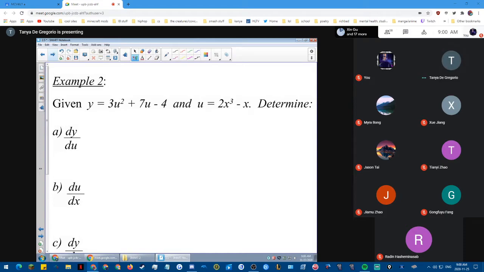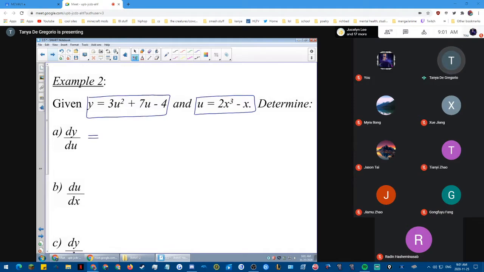So when I take the derivative of this, when I find y prime of my first function, I am finding dy du. When I find the derivative here, what would my derivative be? du dx. Beautiful. The dependent variable is u, the independent variable is x.